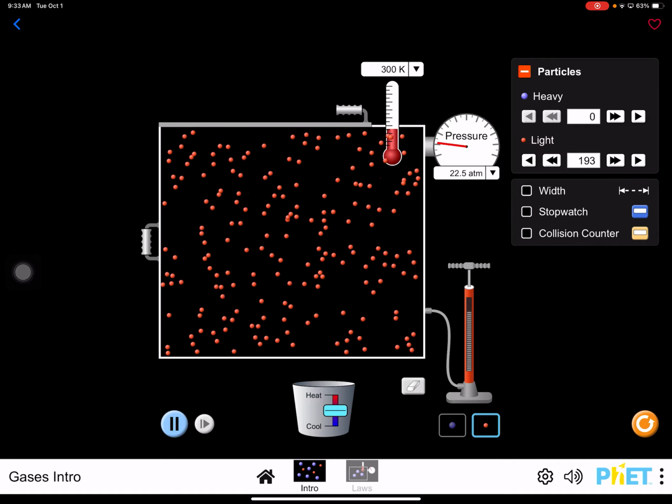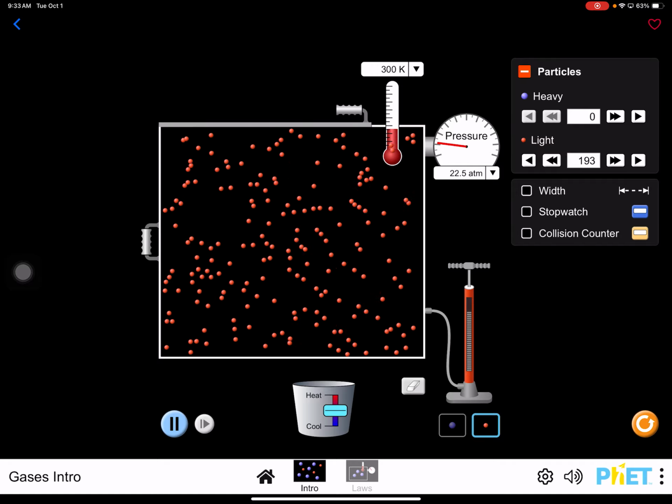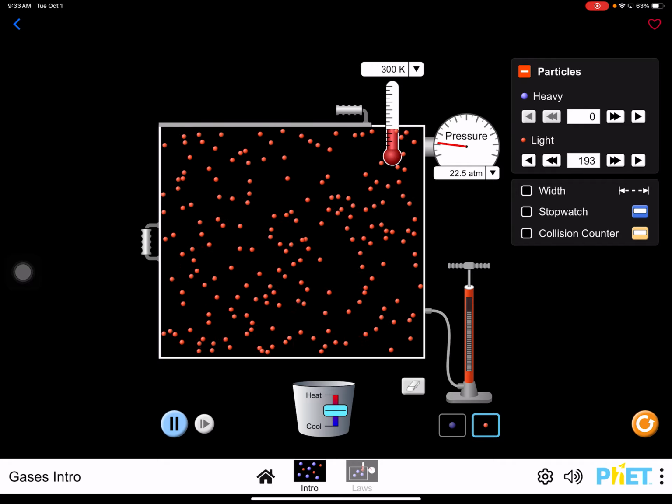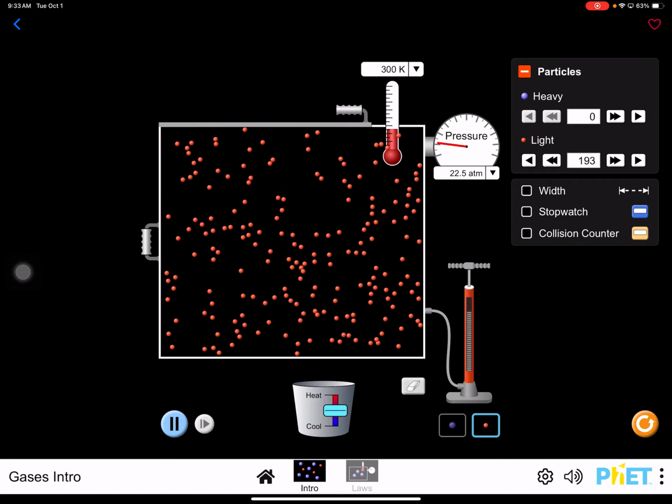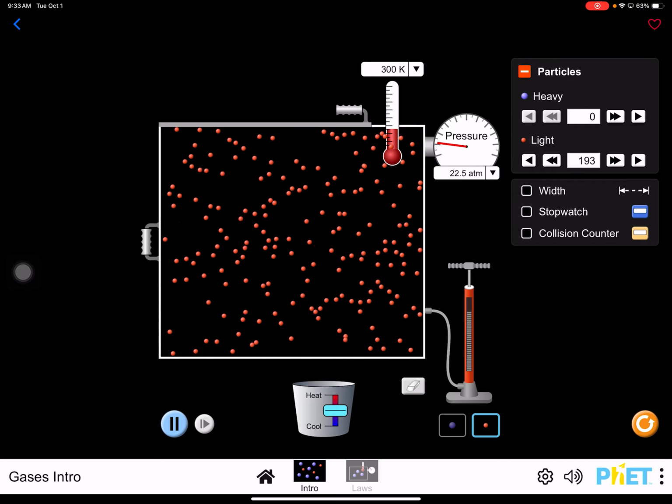Notice every particle is not going at the same speed. Different particles have different energies, okay? But temperature measures the average kinetic energy. Now, here's an amazing thing.